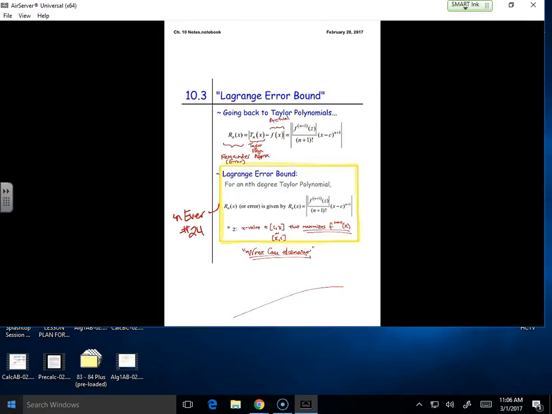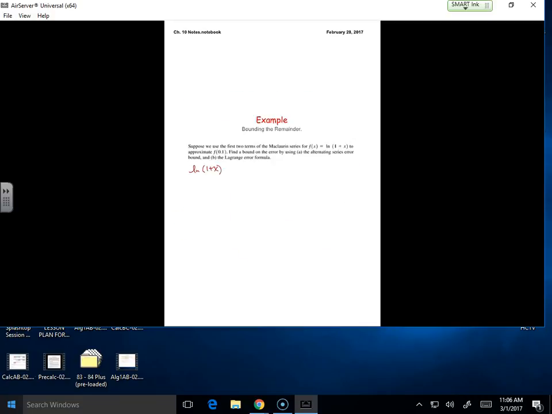Wait, maximize error, don't you want to minimize error? Well, if we're trying to make an allowance based on an error, then we would rather err on the side of what the max is the error could be than what the min is. So we're not actually maximizing or minimizing the error, we're maximizing what the error could be, erring on the side of caution. Anyway, so now we're at an example.